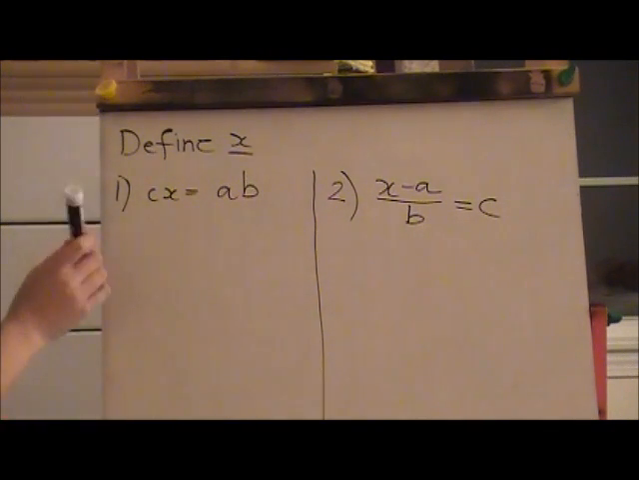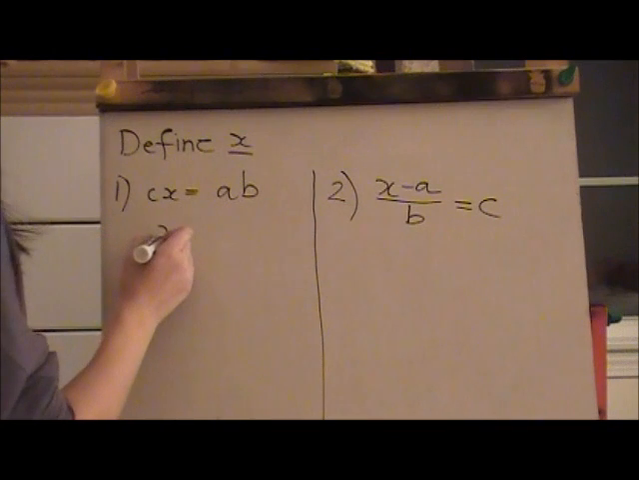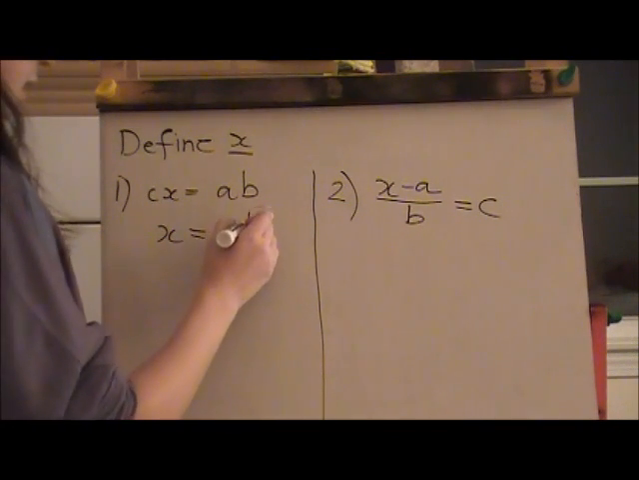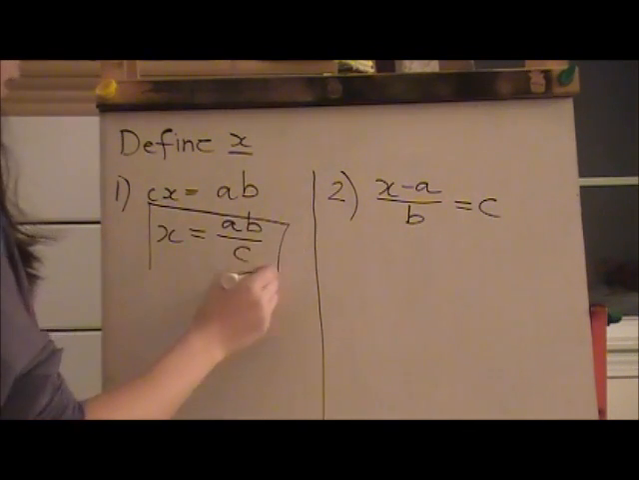In order to isolate x on this side of the equation, you need to divide c from both sides. So you'll get x is equal to ab over c. And that's it. You've defined x in terms of these 3 other variables. That's all there is to it.